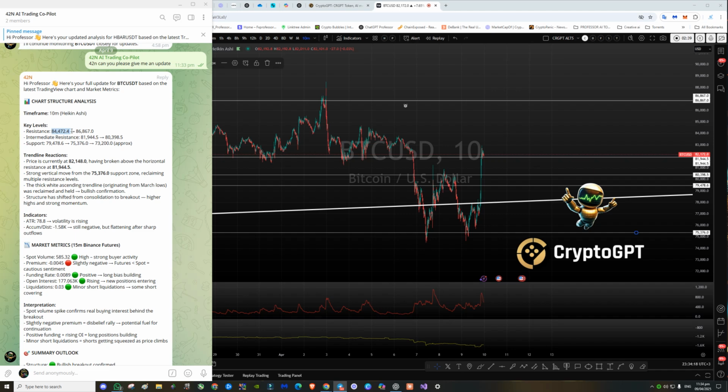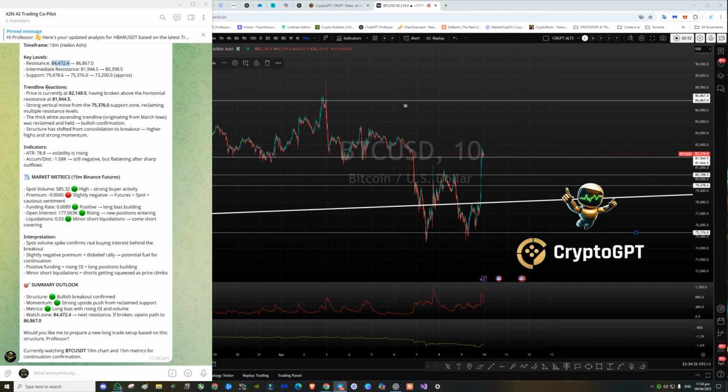So resistance 84,472. Okay. Then 86,867. That's that level there. Trend lines reaction. Price is currently at 82,148. And resistance at 81,9, above the horizontal resistance at 81,944. That's correct. Okay. So strong vertical move from 75, etc., etc.